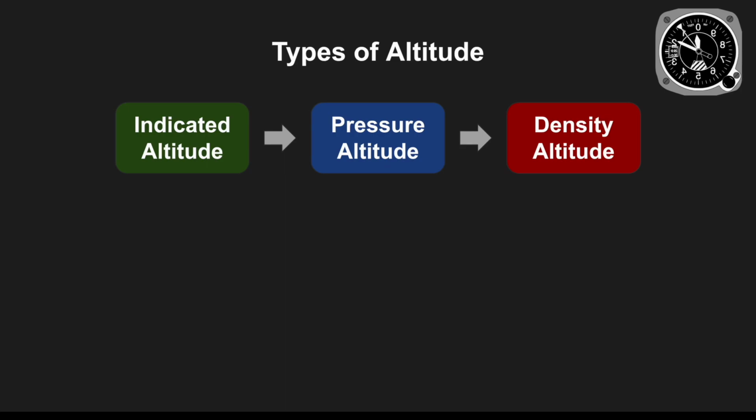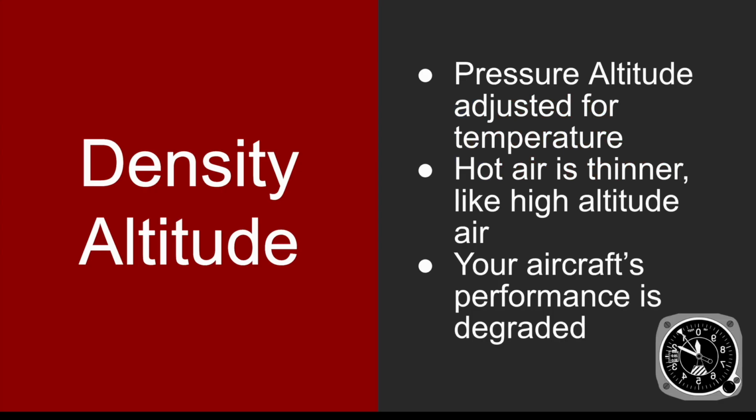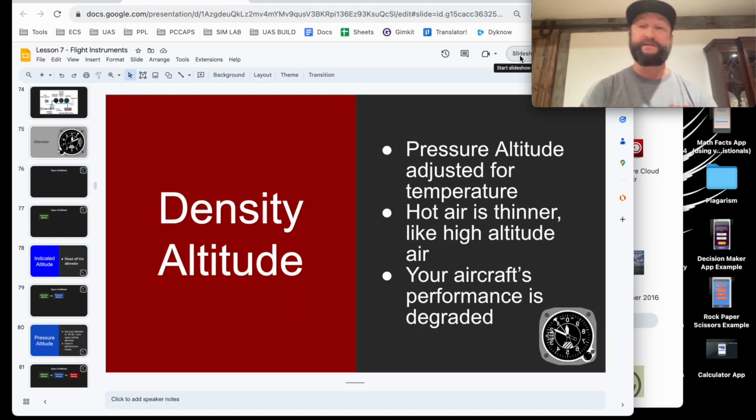Then we have density altitude. Density altitude is pressure altitude, not indicated, but pressure altitude adjusted for temperature. Hot air is thinner, so it's like high altitude air, and your aircraft's performance is degraded. We're going to talk a lot about density altitude in class. It is one that really gets a lot of pilots, particularly here in Utah, where I live, because we have high altitude airports, but we also have really hot air at these airports as well.